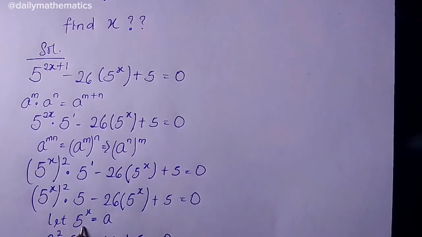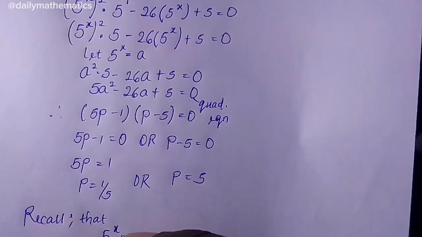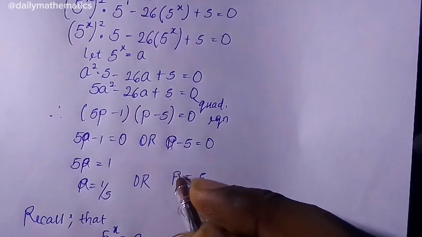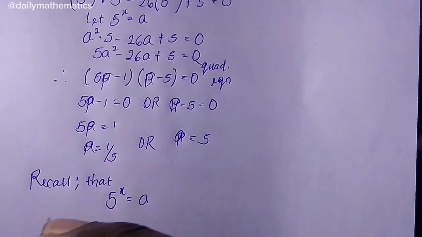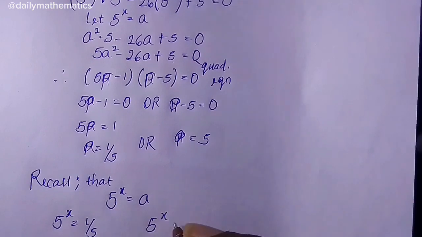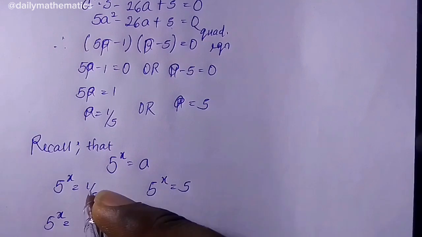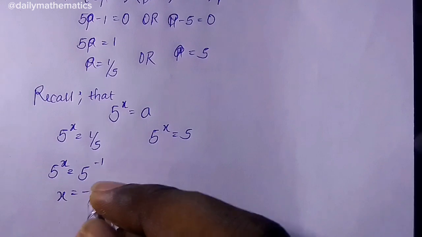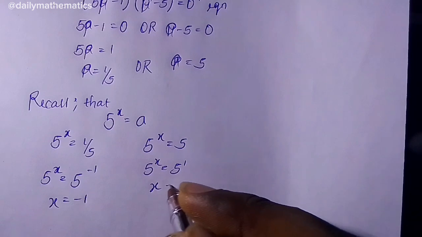Recall that we let 5 raised to the power of x equal a. Therefore, we have 5 raised to the power of x equals 1 over 5, and 5 raised to the power of x equals 5. From here, 1 over 5 changes to 5 raised to the power of minus 1, so we have x equals minus 1. And here we have 5 raised to the power of x equals 5 raised to the power of 1, so we have x equals 1.